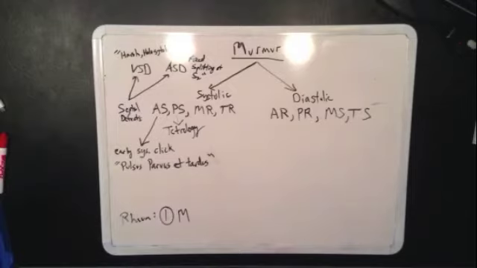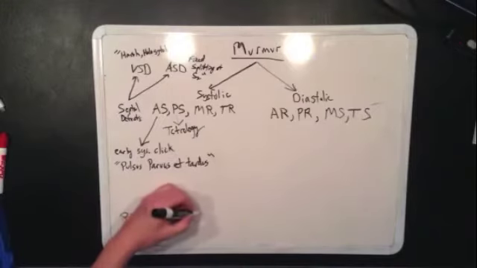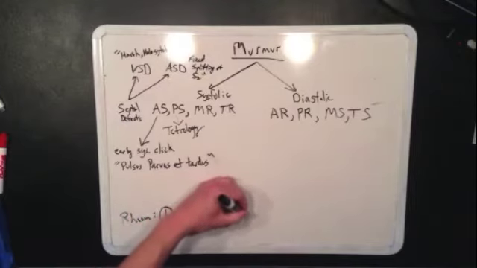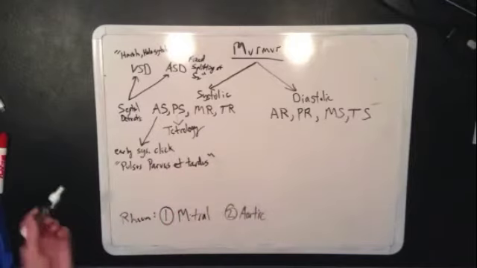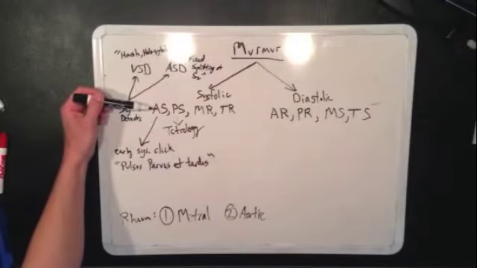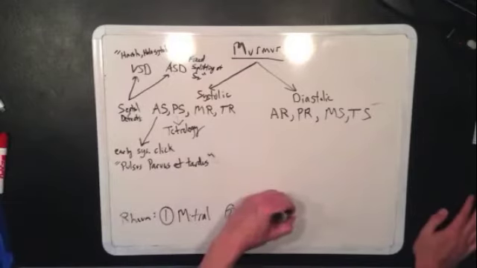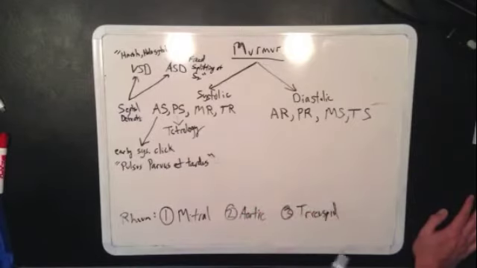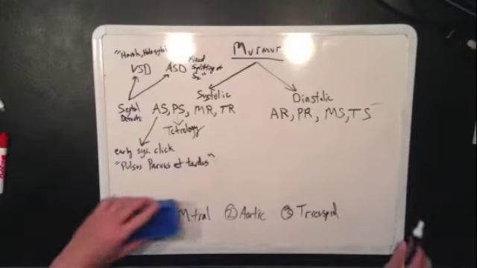But the order of prevalence for the valves involved is this way. First is mitral. That's the one it likes the most for some reason. The second is aortic. Actually, I forgot something: aortic stenosis, in addition to old age and bicuspid aortic valve, can also be caused by rheumatic fever. And the third valve that it prefers is the tricuspid valve. Those are the three valves in order of preference for rheumatic heart disease.